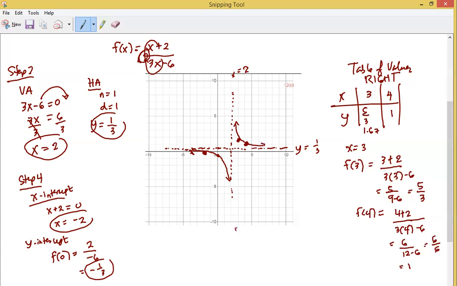The last step is a domain. Remember, it's very similar to the vertical asymptotes. We say x such that x is not equal to 2, or we say all real numbers except 2. For the range, that will be y such that y is not equal to 1/3, or we say all real numbers except 1/3. This ends the second problem.